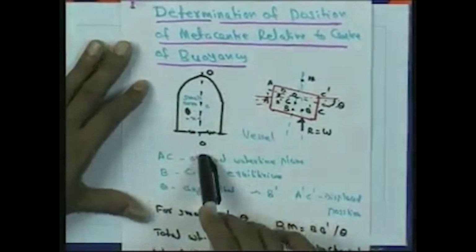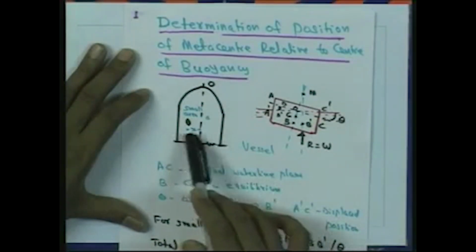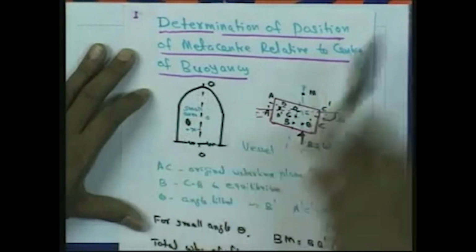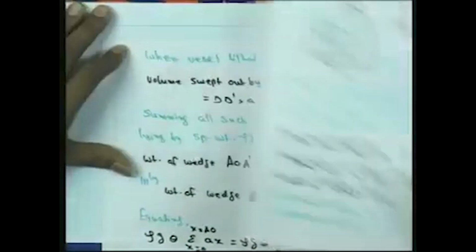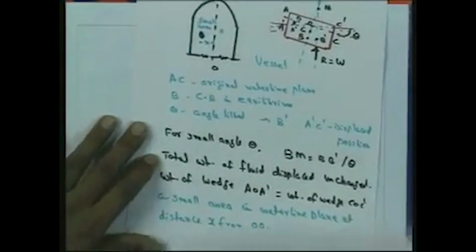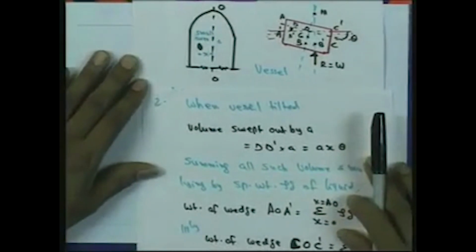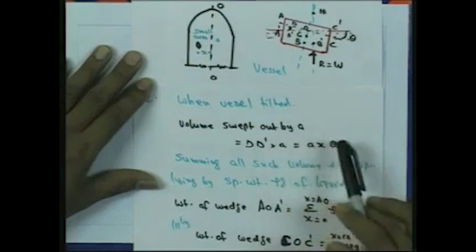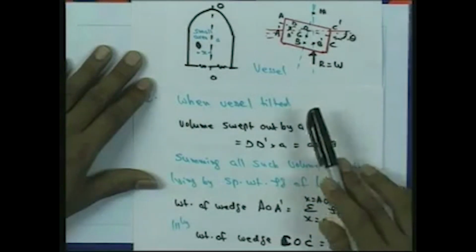So O is the center line, and we are considering a small area A at a distance x from O. Now with respect to this, when the vessel is tilted, you can see that the volume set out by A, that means the small area which we have seen here, is equal to d dash into A.